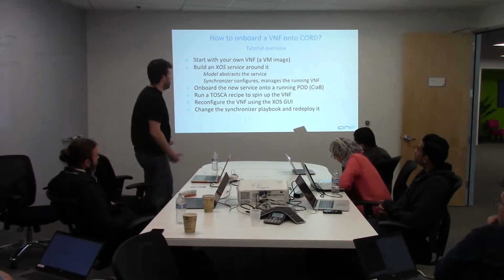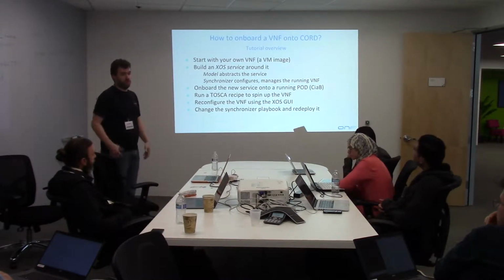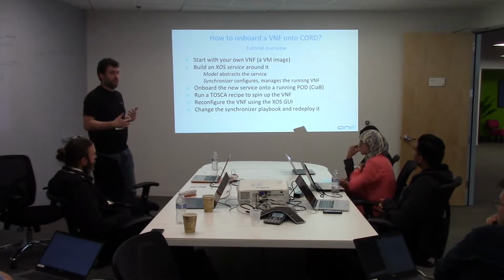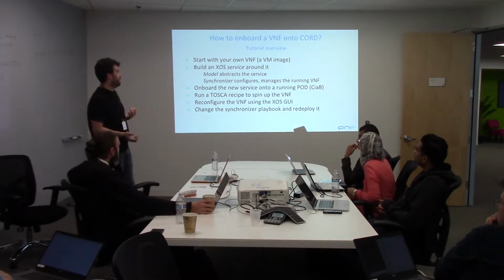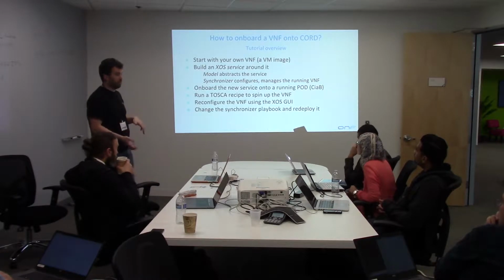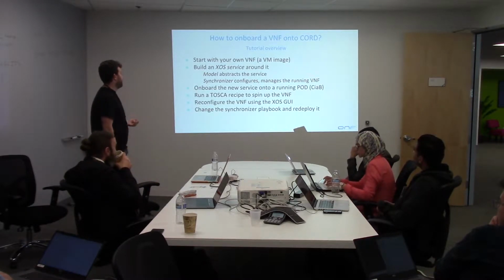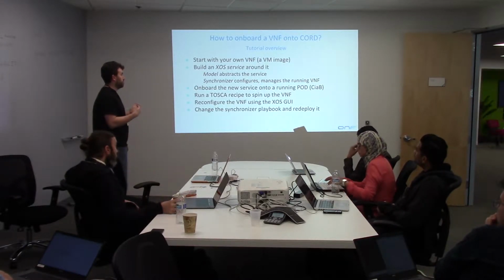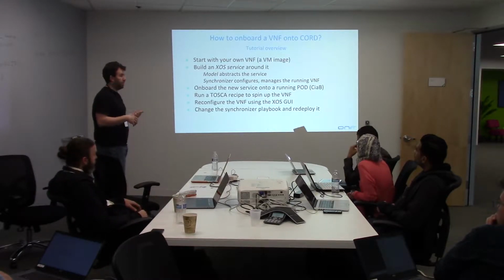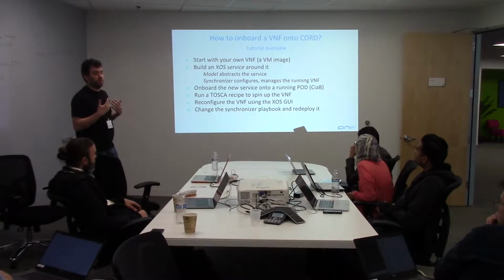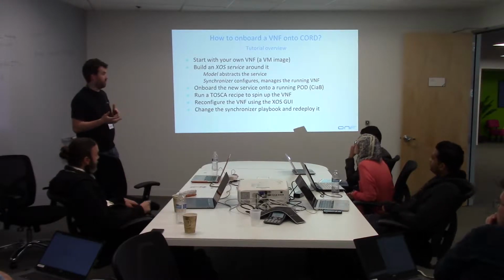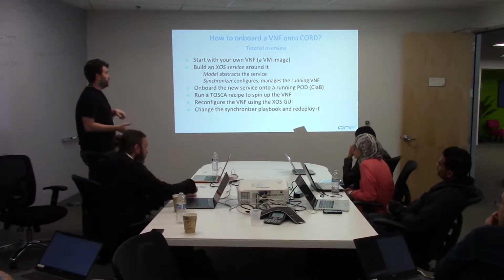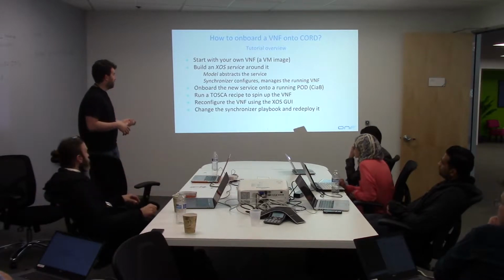What we're going to go over in this tutorial is how you onboard a VNF into CORD. You have a VM that has some sort of virtual network functionality, and you want to bring that into CORD. So you start with a VNF VM image. Right now we're using OpenStack, so those are images in Glance format. You want to build an XOS service around that.